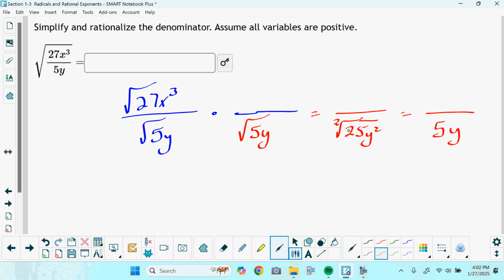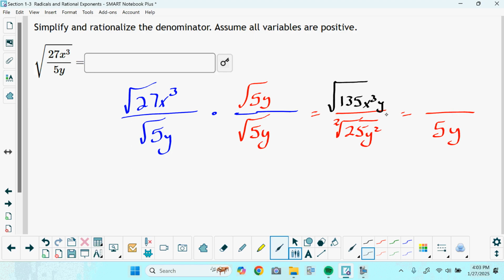There's an invisible 2 right here. 2 goes into 2 one time. So that brought everything out of the denominator. So when I multiply 5y on the bottom, I have to multiply 5y up top. And that would give me the square root of 135 x cubed y.